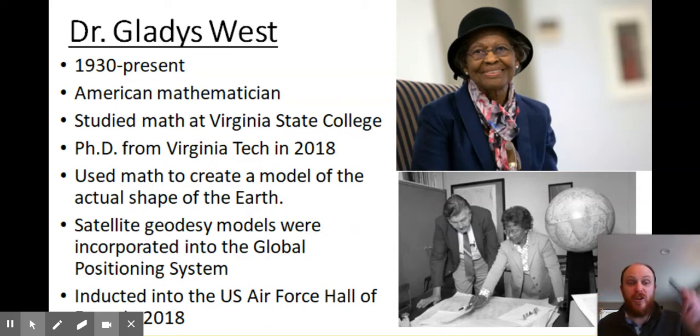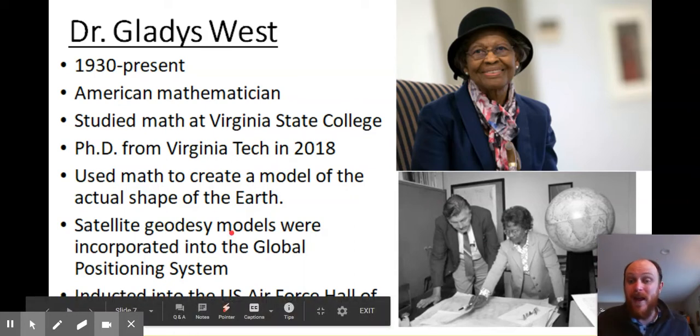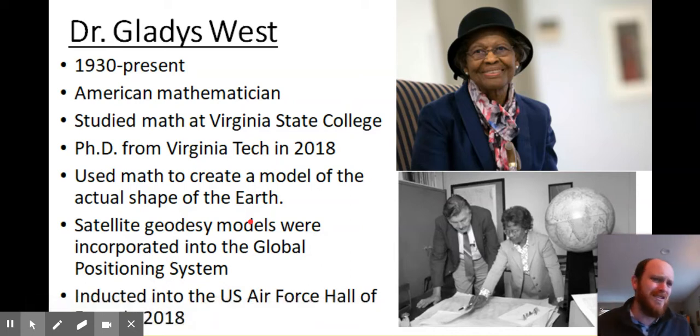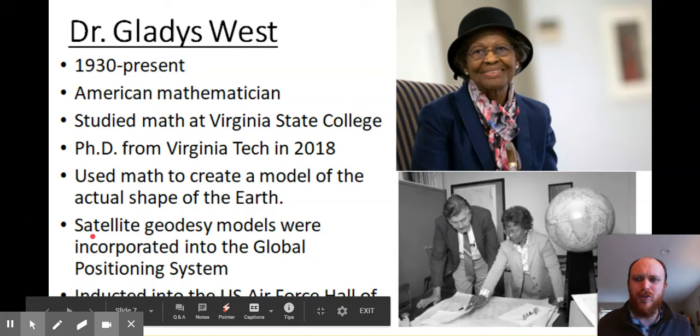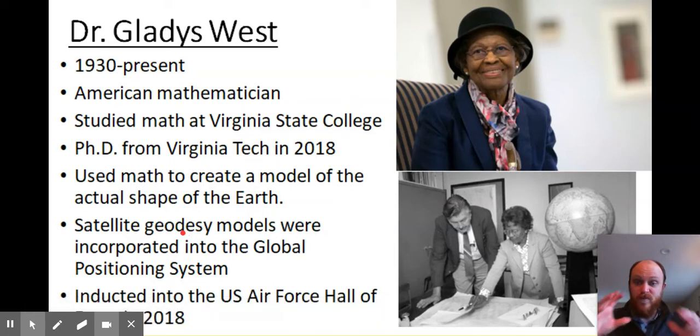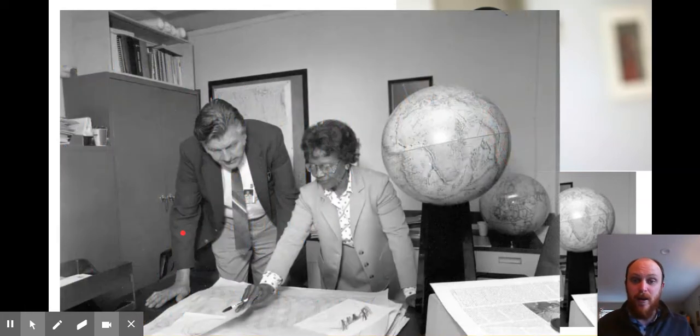So if you ever have a phone and you're using GPS to get somewhere, that works because satellites move around the Earth and can tell you where you are compared to other things, but they have to know what the shape of the Earth is. And one way they do that is using the math and the models that she came up with, which is awesome. I did a little research into what that means. Geodesy just means the shape of the Earth, using satellites to learn the actual shape of what the Earth looks like.